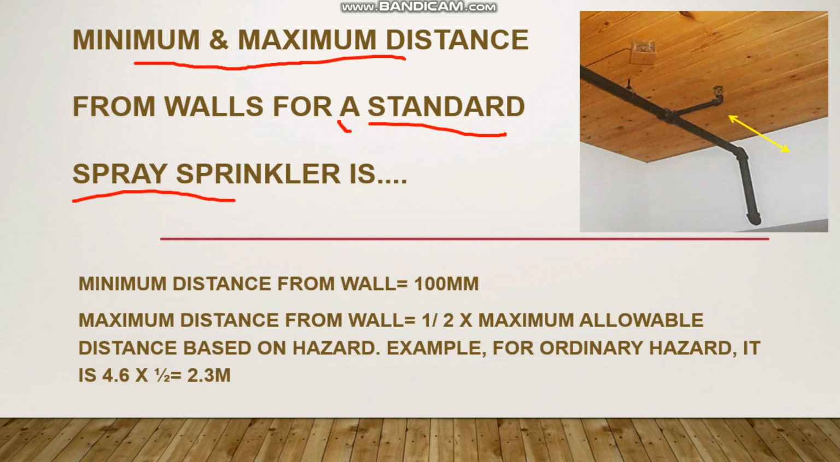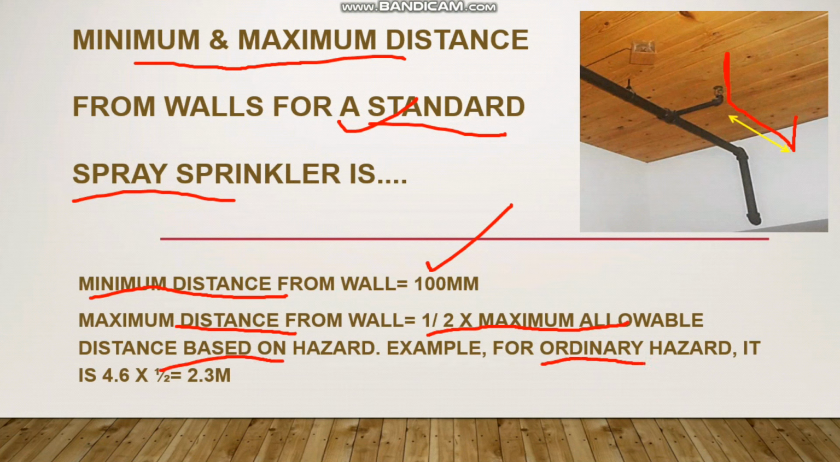So first condition, maybe most of the people know that the minimum distance from the wall should be maintained like 100 mm. So from the wall we should have minimum 100 mm till the center of the deflector of the sprinkler. The maximum distance from the wall is half of the maximum allowable distance based on the hazard. For example, if you have the ordinary hazard, the maximum distance between the sprinklers is 4.6 meter. So half of the 4.6 is 2.3 meter. So the maximum distance from the wall should be 2.3 meter.